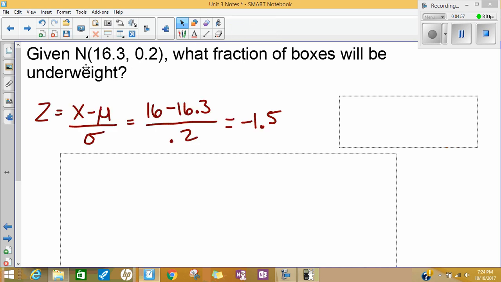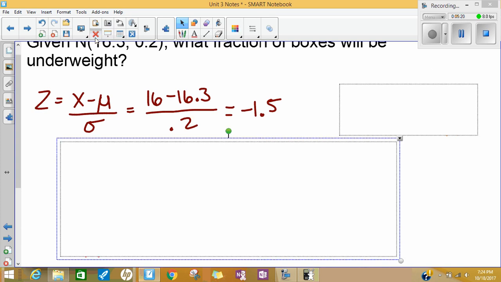So we need to find a z-score. Our data point is 16, because we want it no less than 16. Our mean is 16.3, and our standard deviation is 0.2. So when we calculate that out, we get a negative 1.5 z-score.